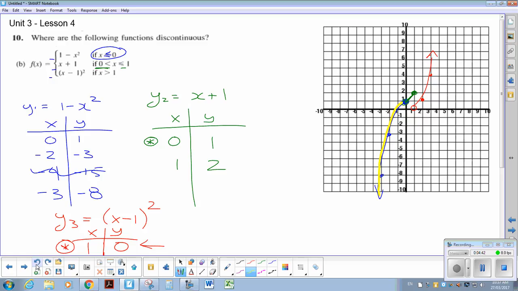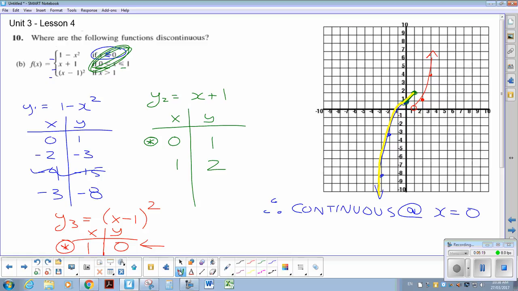Oops, and I don't know what my board did there. All right, assuming the board will work for me, you can see that I don't have to lift my pencil at all. So at the point of interest here, and our first point of interest was at 0, I never had to lift my pencil or pen, so that means that it is continuous. Continuous at x equals 0.